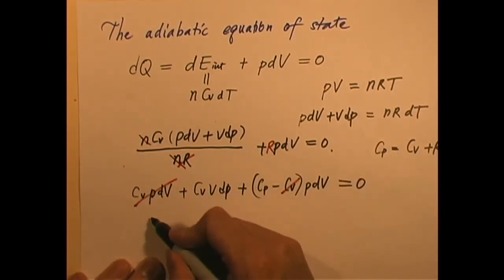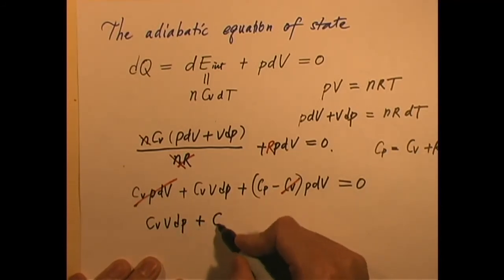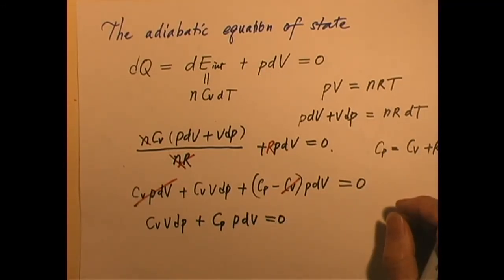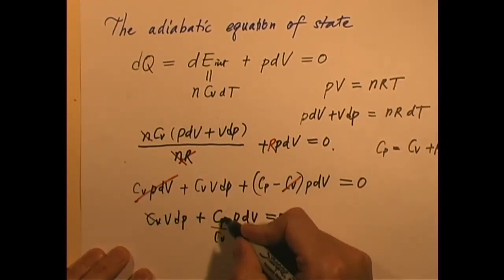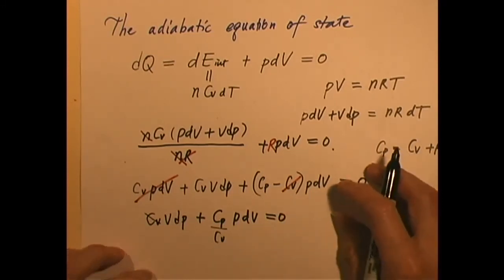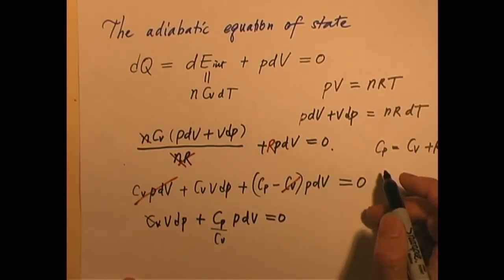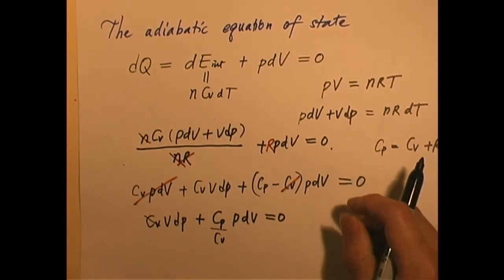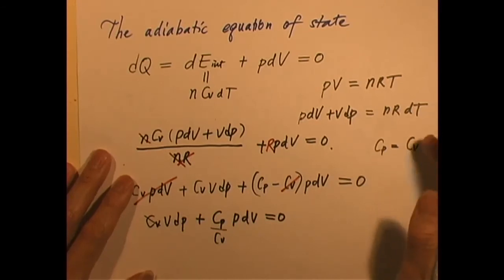So let me work it out. Cv VdP plus Cp PdV equals 0. Now I'm going to divide everything by Cv, so that Cv is gone. This is actually Cp over Cv, as you know. What is it equal to? Isn't that just gamma? So I have VdP plus gamma PdV equals 0. At this point, I can integrate over P and V, but before I can do that, I must separate the variables P and V. So what I'm going to do is move P to one side and V to the other side. That is very easily doable.